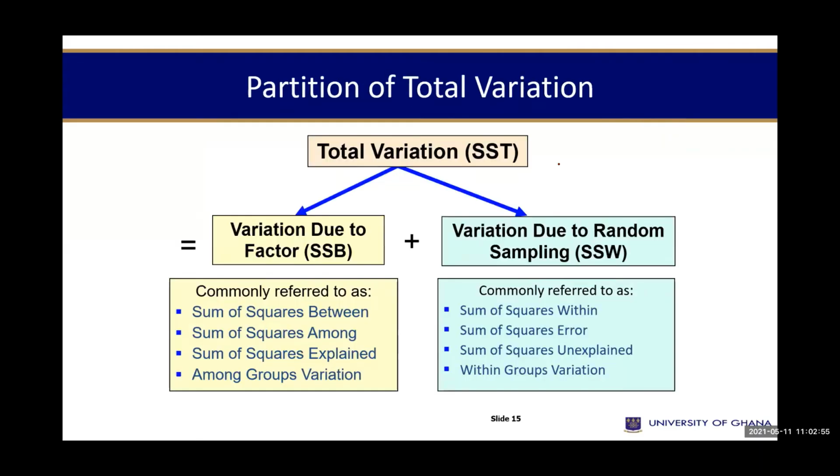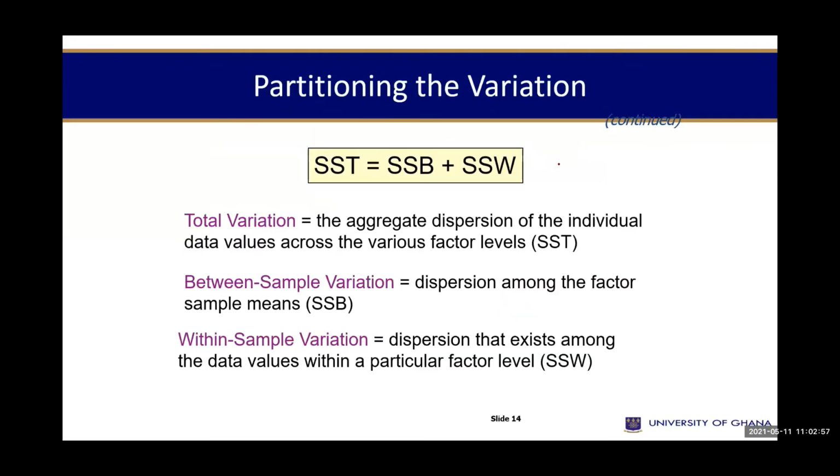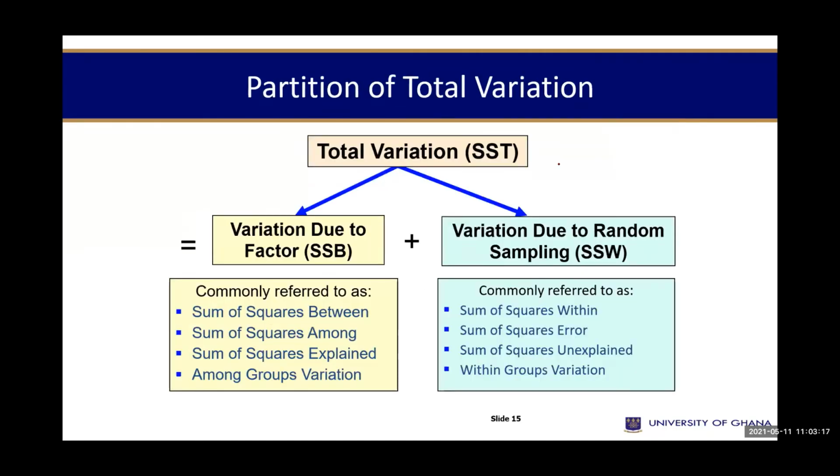So the sum of square between groups is looking at the dispersions, that's the variation among the factor sample means that we have selected. Then the within groups is also looking at the variation that exists among the data values within a particular factor level.